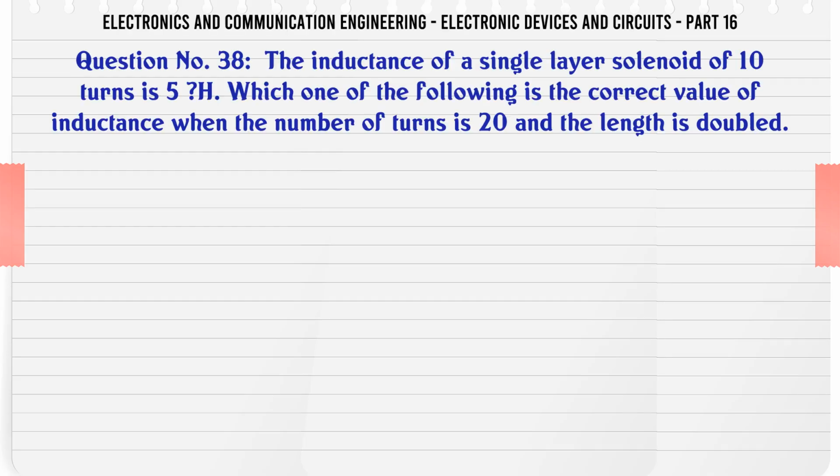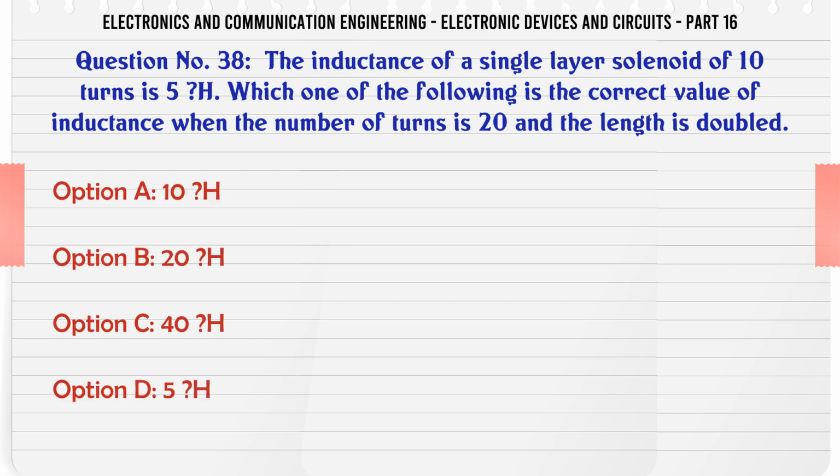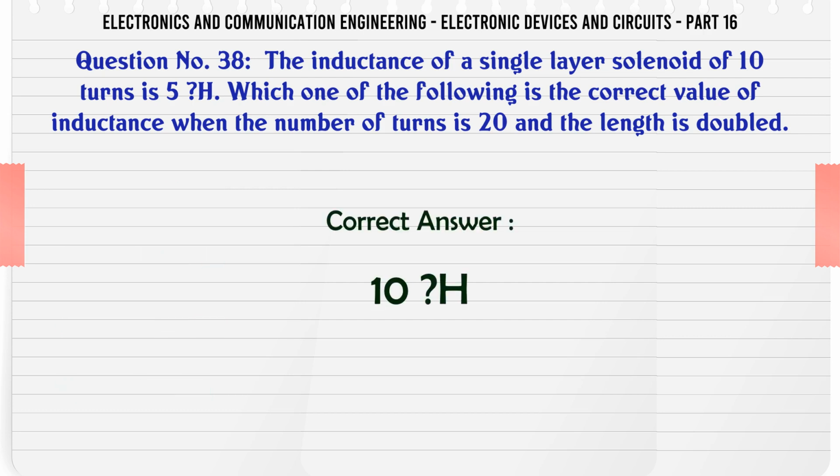The inductance of a single-layer solenoid of 10 turns is 5 H. Which one of the following is the correct value of inductance when the number of turns is 20 and the length is doubled? A. 10 H, B. 20 H, C. 40 H, D. 5 H. The correct answer is 10 H.